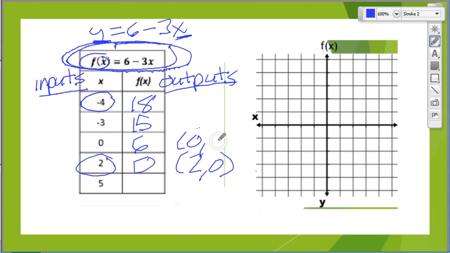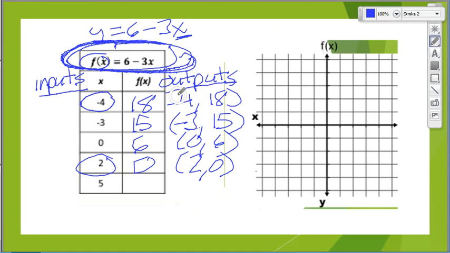0, 6. That is a point on this line. Negative 3, 15. That is a point on this line. Negative 4, 18. That is a point on this line. Okay? So I'm not going to do the 5.